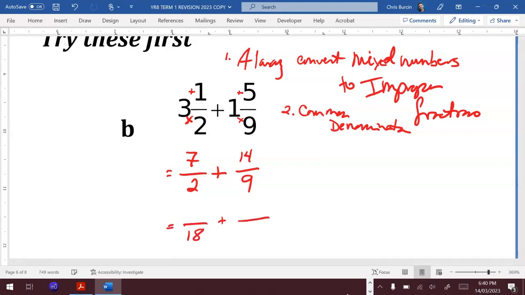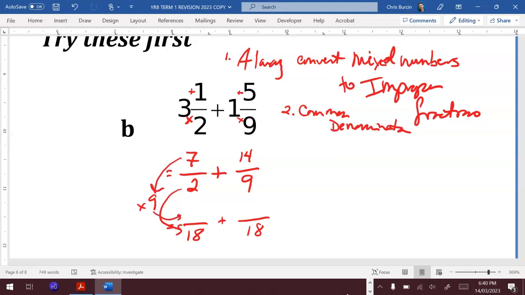I could always work out 2, 4, 6, 8 until I get to 18. But look at 9. The second multiple of 9 is 18, and that's divisible by 2. So we're cooking with gas. So how did I get from 2 to 18? 2 times 9. If you want to divide 18 by 2, you'll find that number 9. And then I do the same thing.